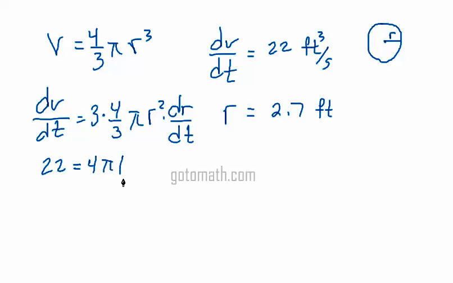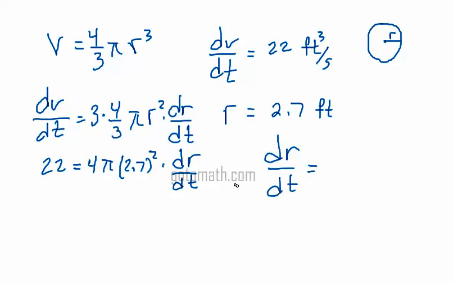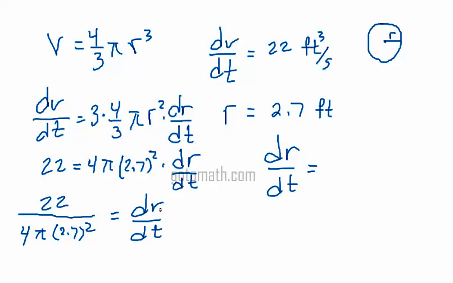R is 2.7 squared, and then dr over dt is what we want to solve for, right? We're trying to find dr over dt. We want to know the rate at which the radius is increasing. And so all we have to do is, this is pretty simple here: 22 over, bring this diagonally down, 4 pi times 2.7 squared, and that's going to be our dr over dt.